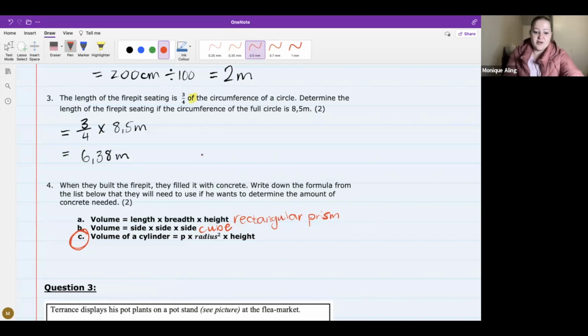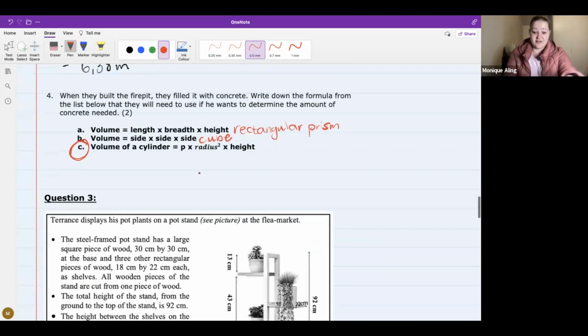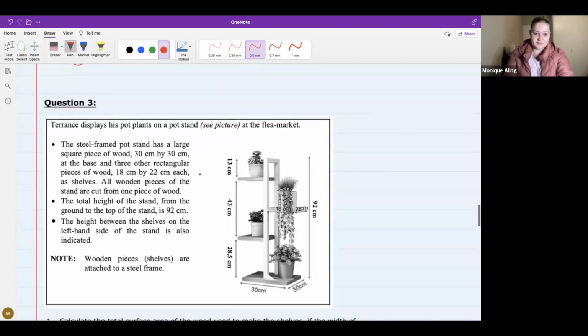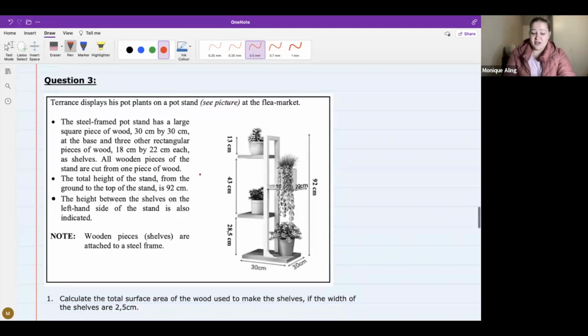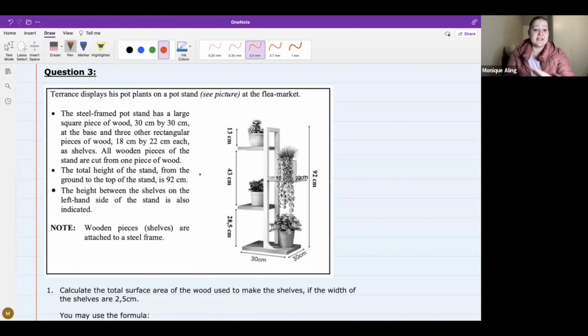Okay, so now I'm going to look at a surface area type question. Quite a lot of information. Yes, we're just going to take some time to look at it. Terence displays his pot plant on a pot stand at the flea market. So he's got a stand that we can see on the right-hand side there. The first bullet point says the steel framed pot stand has a large square piece of wood, 30 centimeters by 30 centimeters at the base.